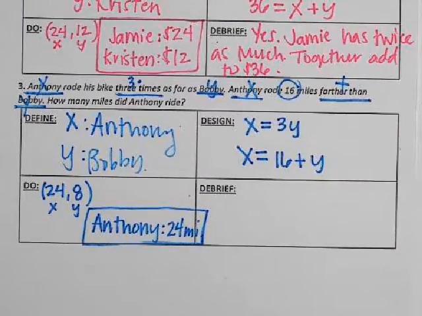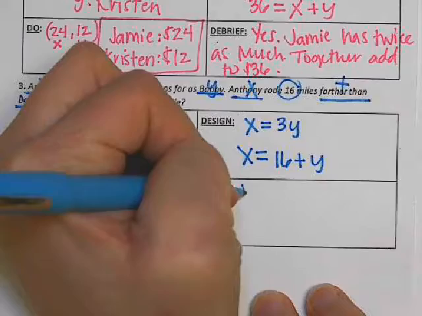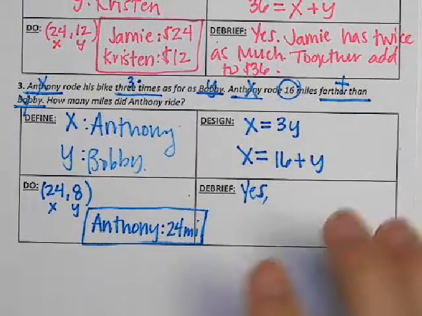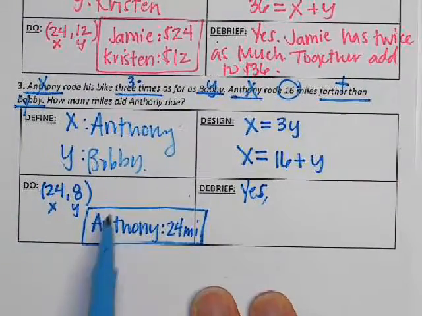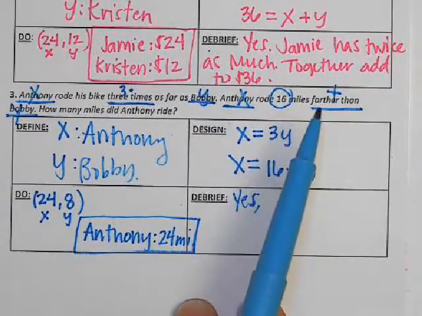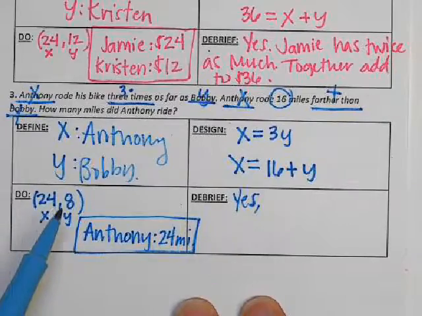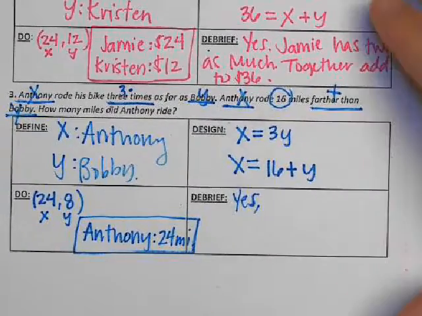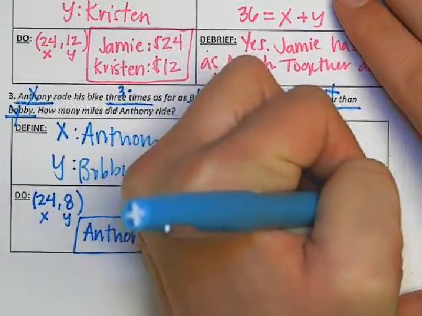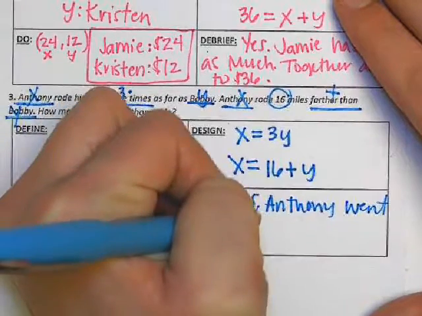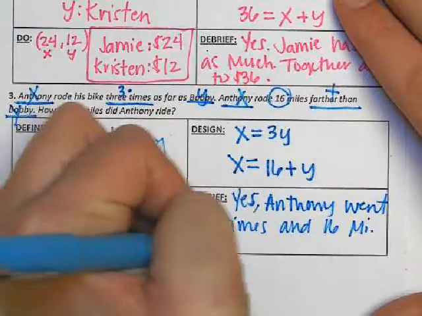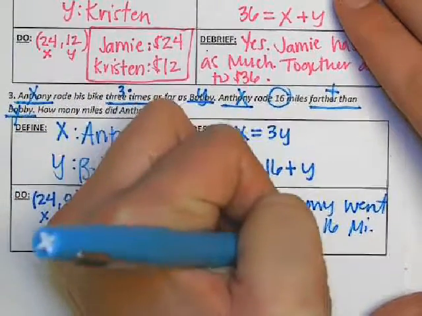All right, debrief, last box. Did I answer the question? Yes, because we said how many Anthony rode. Does it make sense? Is it reasonable? Did Anthony ride 3 times as far as Bobby? Is 24 3 times as 8? Yes. Did Anthony ride 16 miles farther than Bobby? Is 24 16 miles further than 8? Yes. Okay, so we need to write that. Anthony went 3 times and 16 miles farther than Bobby.